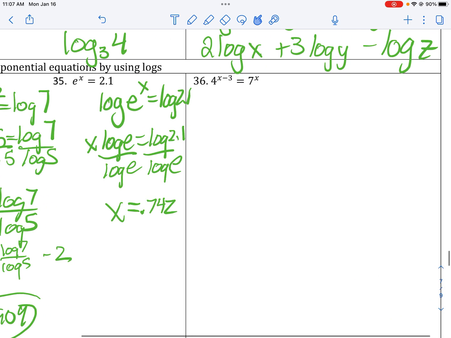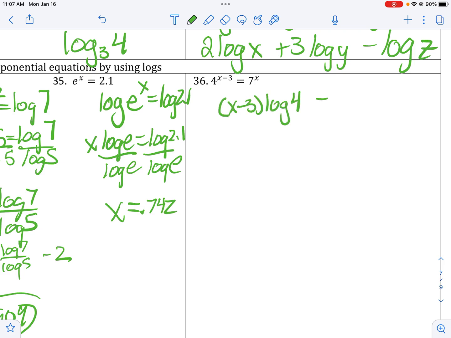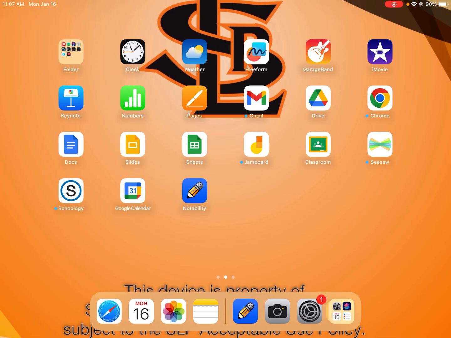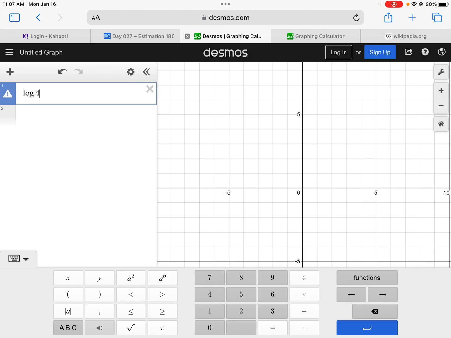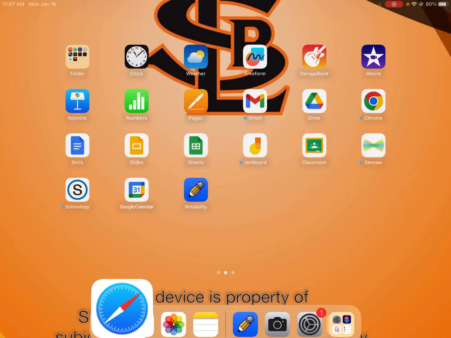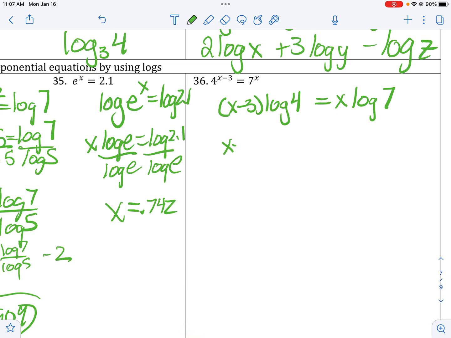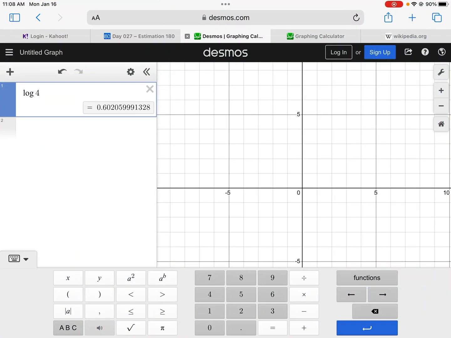In the last one, you'll notice there's x's on both sides, but we do the same thing. You might be able to say the exponent comes out in front. And what I would do is just turn this into a decimal. So let's see what log 4 is. So 0.602. So x minus 3 times 0.602 equals, let's see what log 7 is, 0.845.